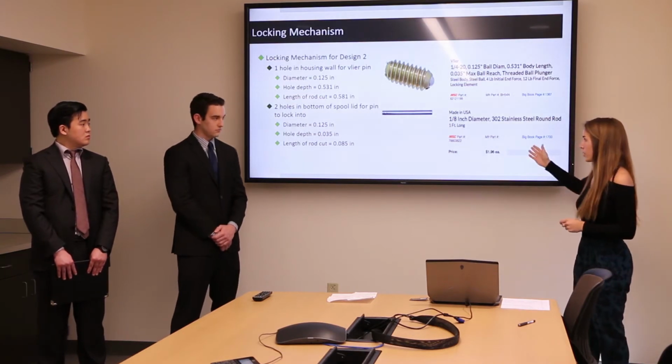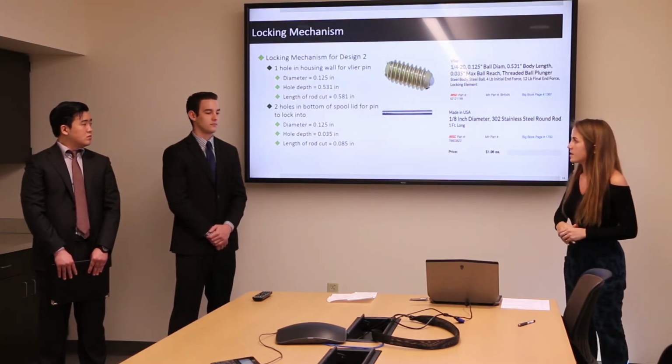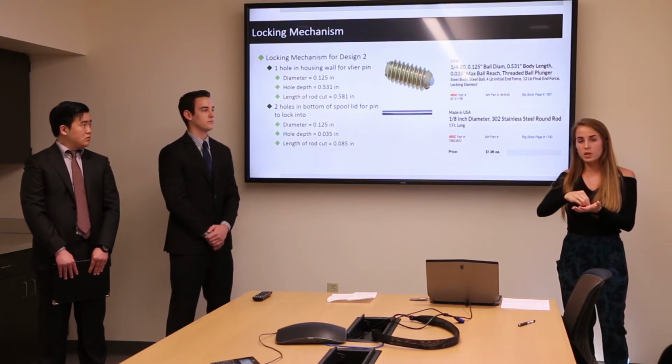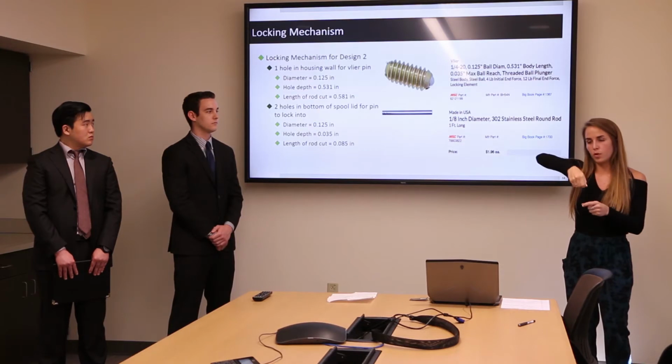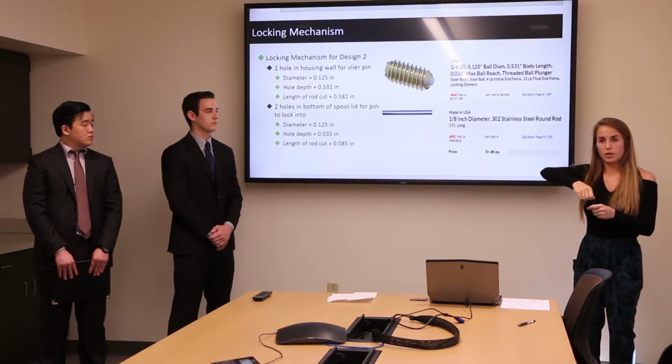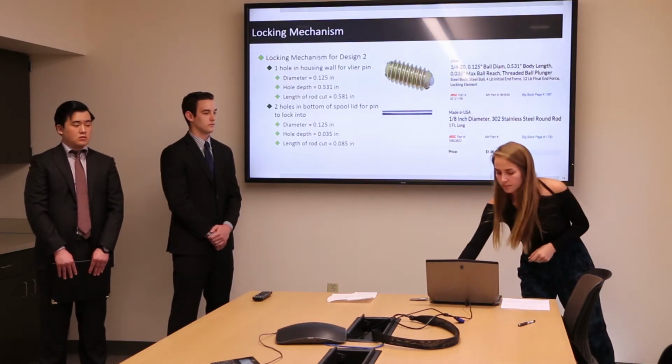So we are going to purchase these rods as well as the vernier pins and have 2 holes in the bottom of the spool lid and 1 hole in the housing. So to insert the pin, and then when the spool moves back and forth, it would click into those 2 holes in the lid of the housing.